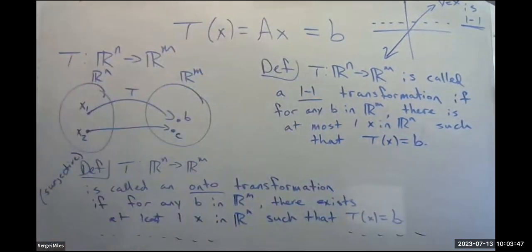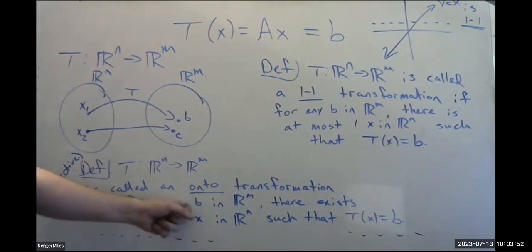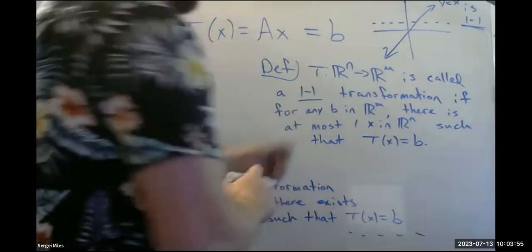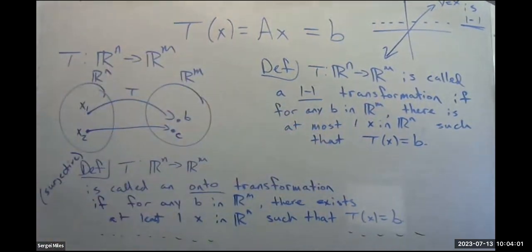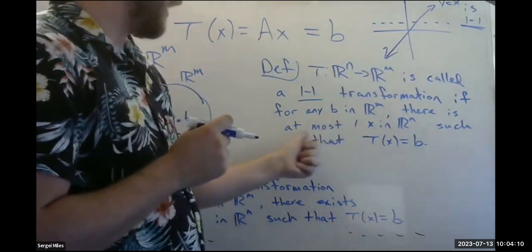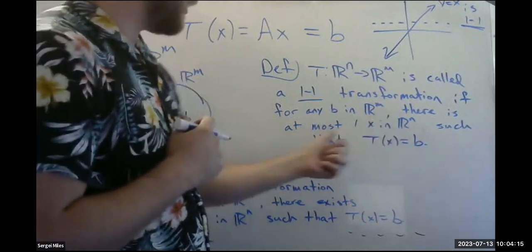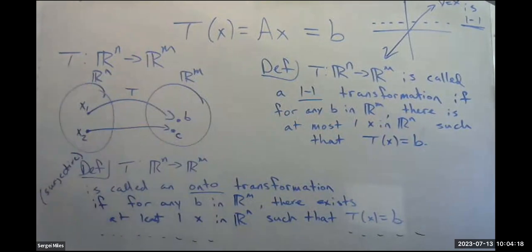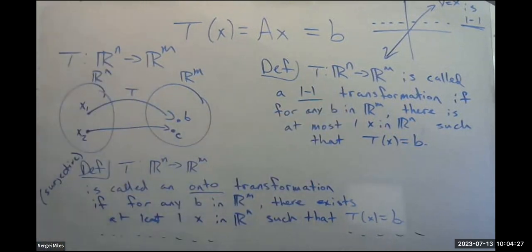Now notice the key difference here. For onto, I said there had to exist at least one solution for any b, whereas one-to-one says there has to exist at most one. So for any given output, I can't have more than one x that goes to the same place. But at most one also means I can have zero solutions, meaning there could be a b for which there is no solution, right?